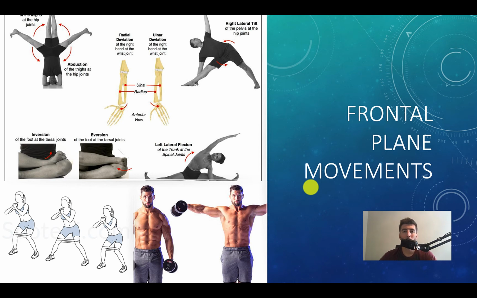So some examples of frontal plane movement, right? Here we're moving side to side. So you have adduction and abduction of the hip joints. You have a lateral tilt of the pelvis, lateral flexion of the trunk. And then I think these are two of the best examples, because they're easy to remember, and I think they make more sense whenever you're doing them.